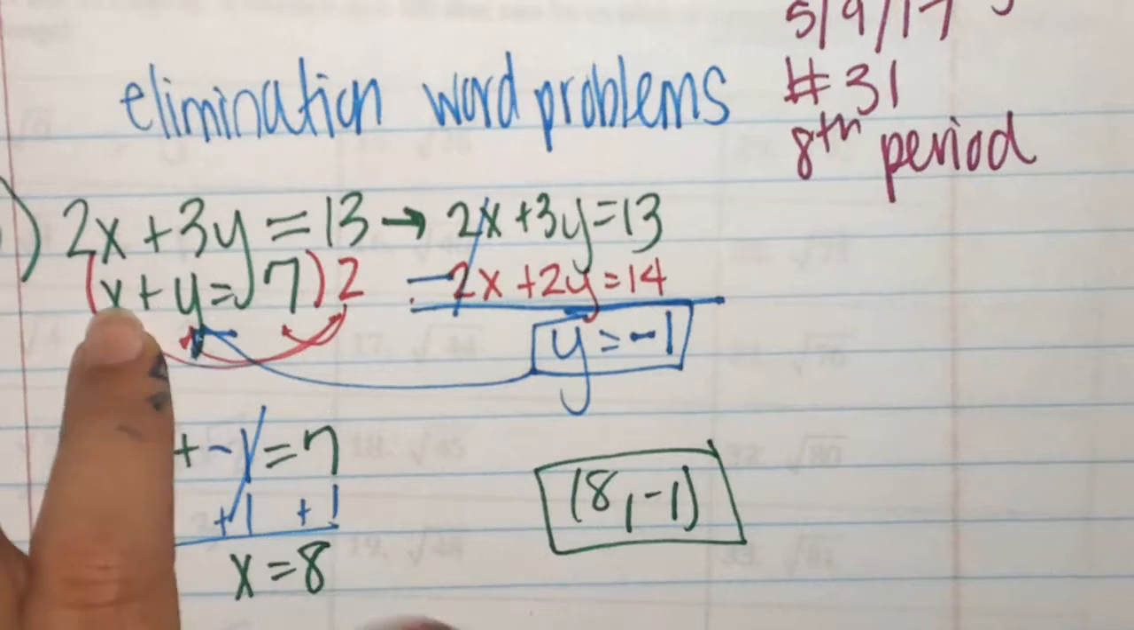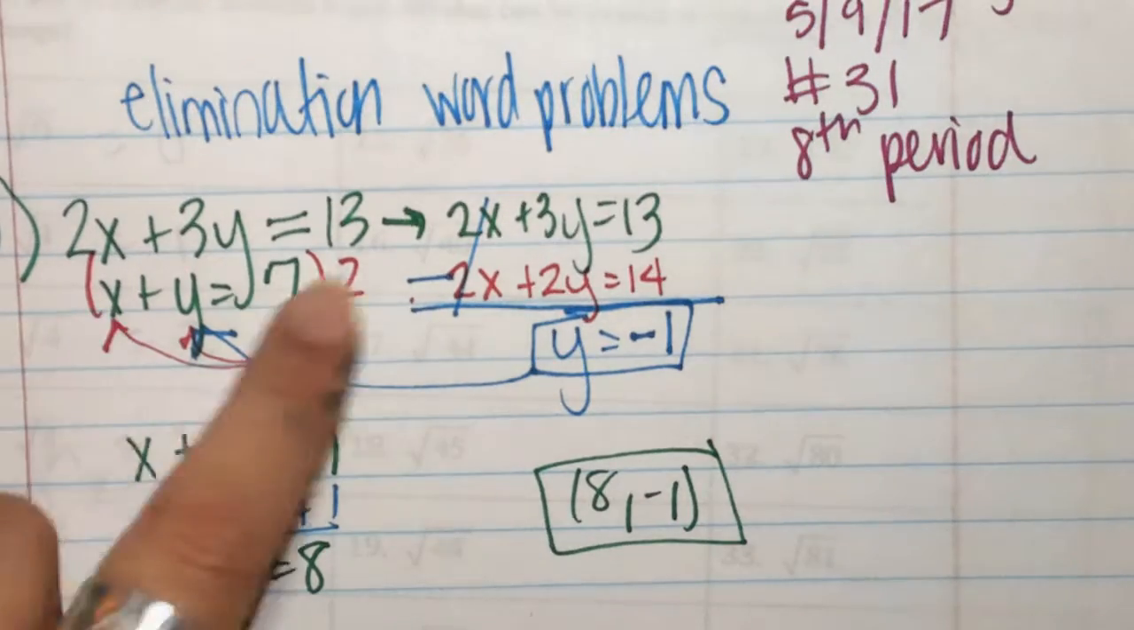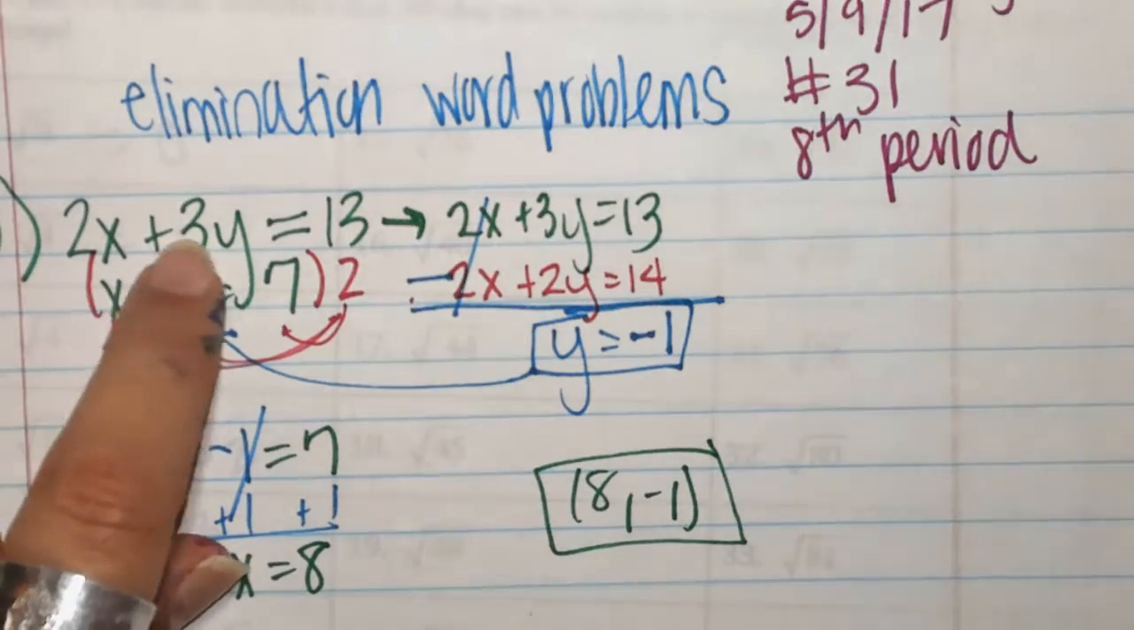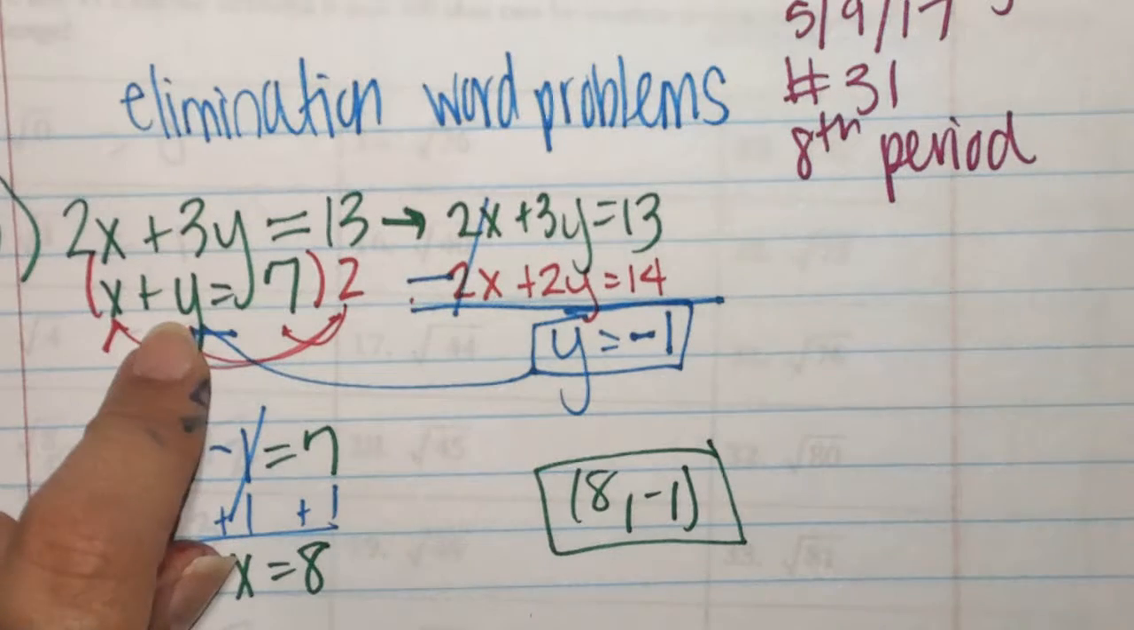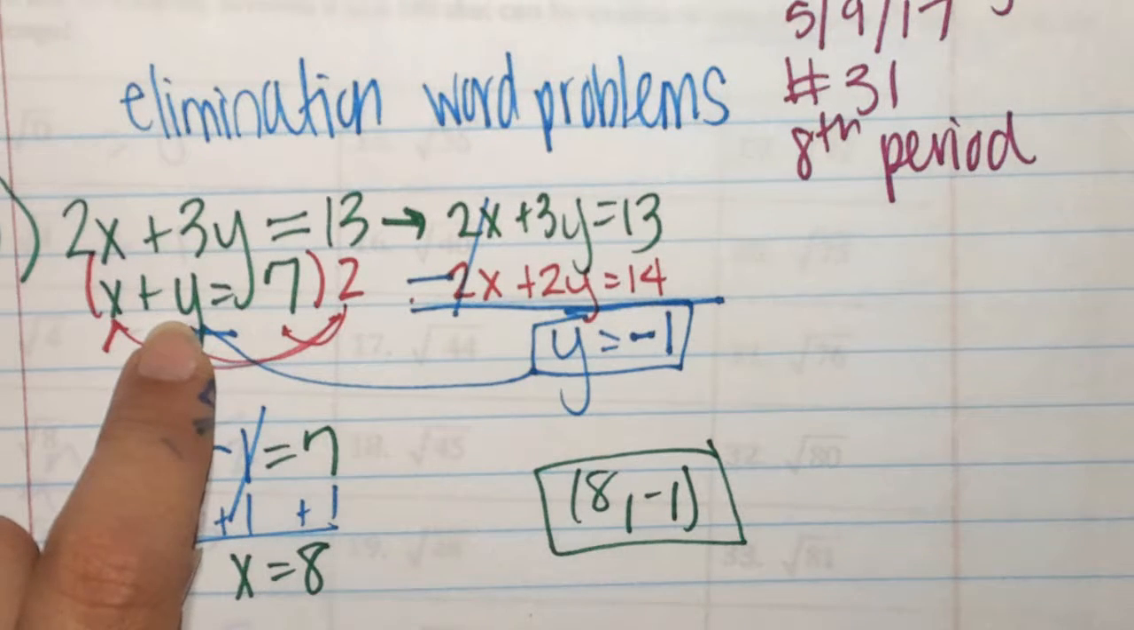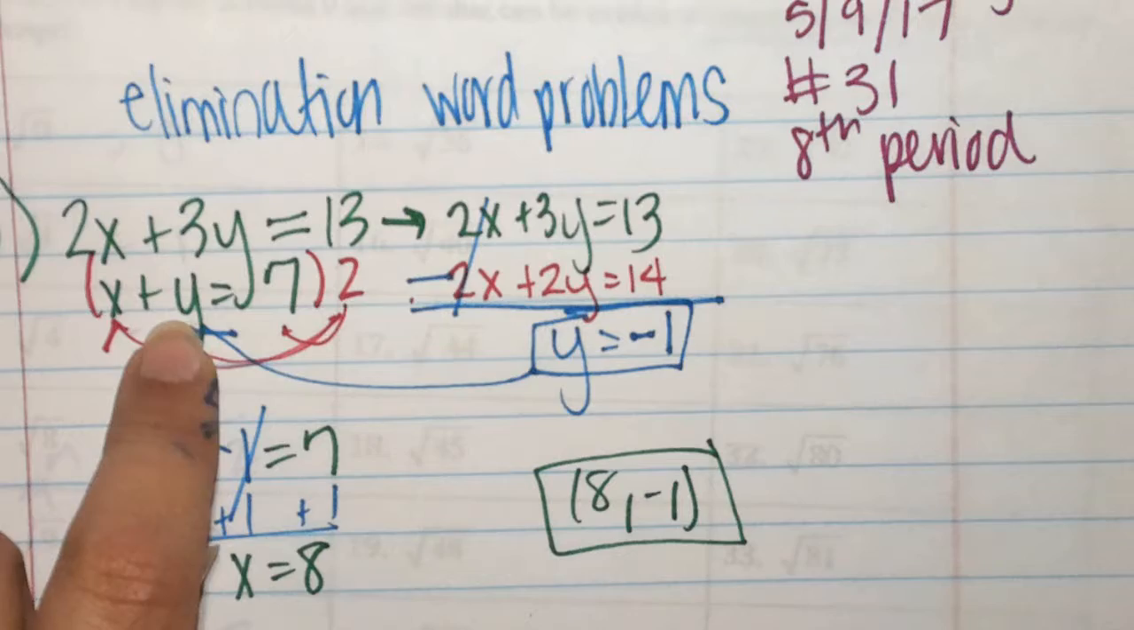Right here, we wanted to eliminate x, so we're trying to make our x's the same, and we multiplied by 2. If we wanted to eliminate y, what would we multiply by? 3, because we're trying to make them the same.